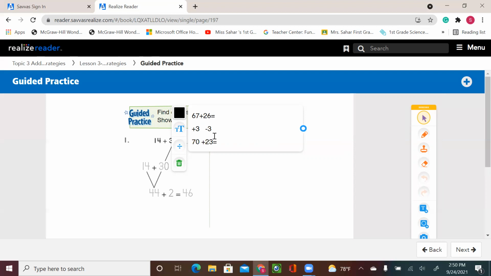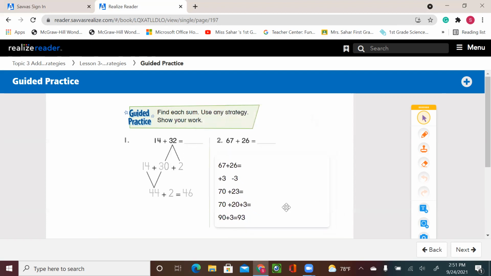So now I have 2 tens and 7 tens here. I can even break the second addend, so I can say 70 plus 23, which is 20 plus 3, equals. So now 70 plus 20 is 90. Now it's easy for me to count and add tens, plus 3 equals 93. So this is a strategy that I decided to use. I went into details for this one to show you how to do it.